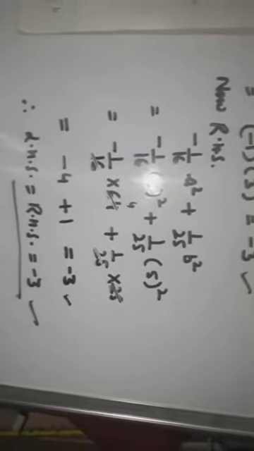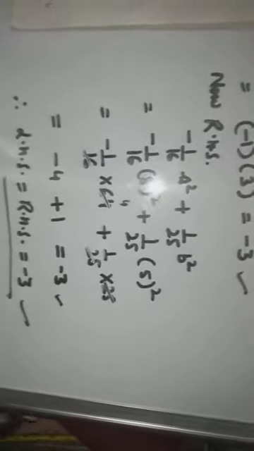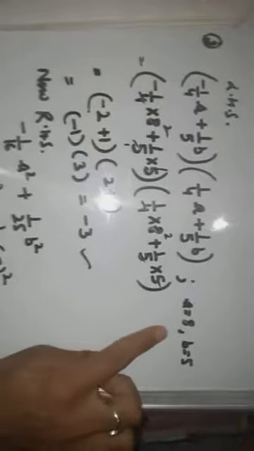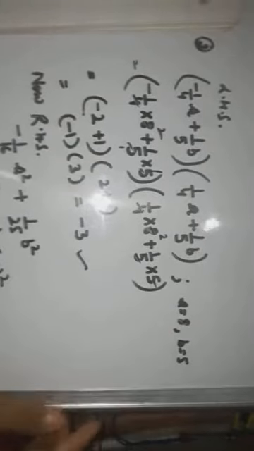So we can say that we can verify by using the values, that is a is equal to 8 and b is equal to 5. This is the second part, and then the third part is there.